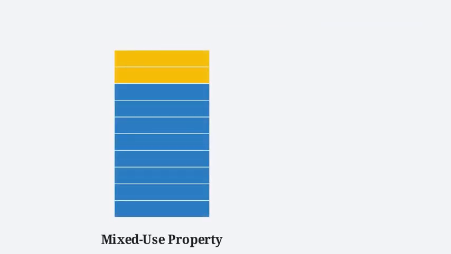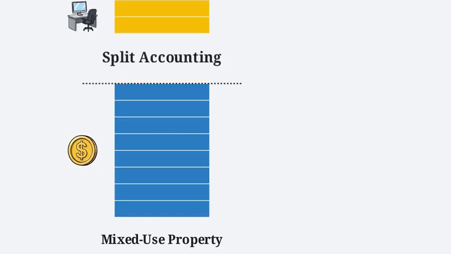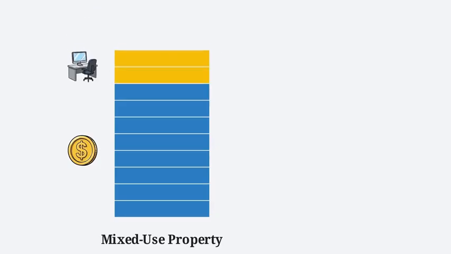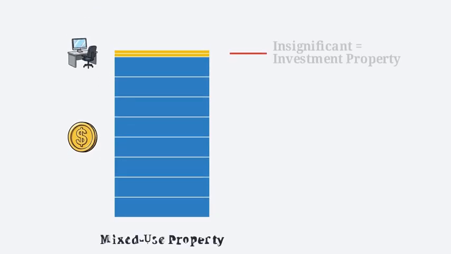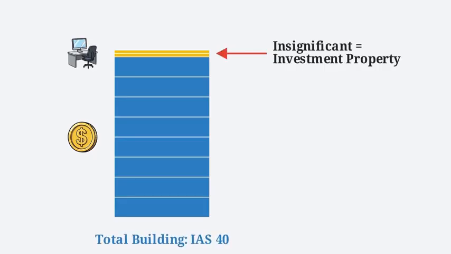Let's look at this 10-story building. You rent 8 floors out to commercial tenants, but you use the top 2 floors as your corporate headquarters. If you can legally sell those floors separately, you must account for them as separate assets. If you cannot split them, the entire building only qualifies as an investment property if the owner-occupied portion, those top 2 floors, is considered insignificant to the whole.